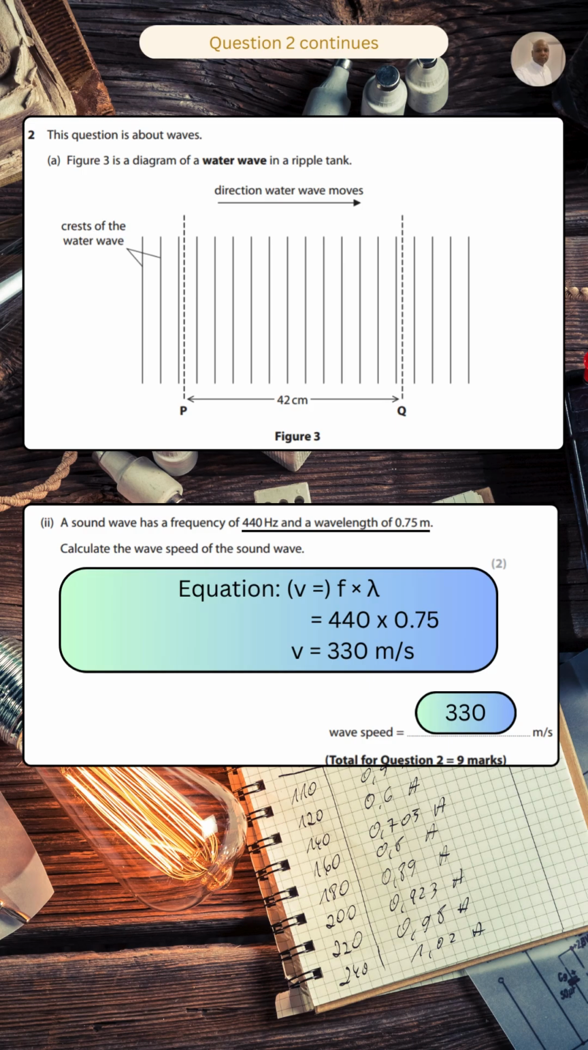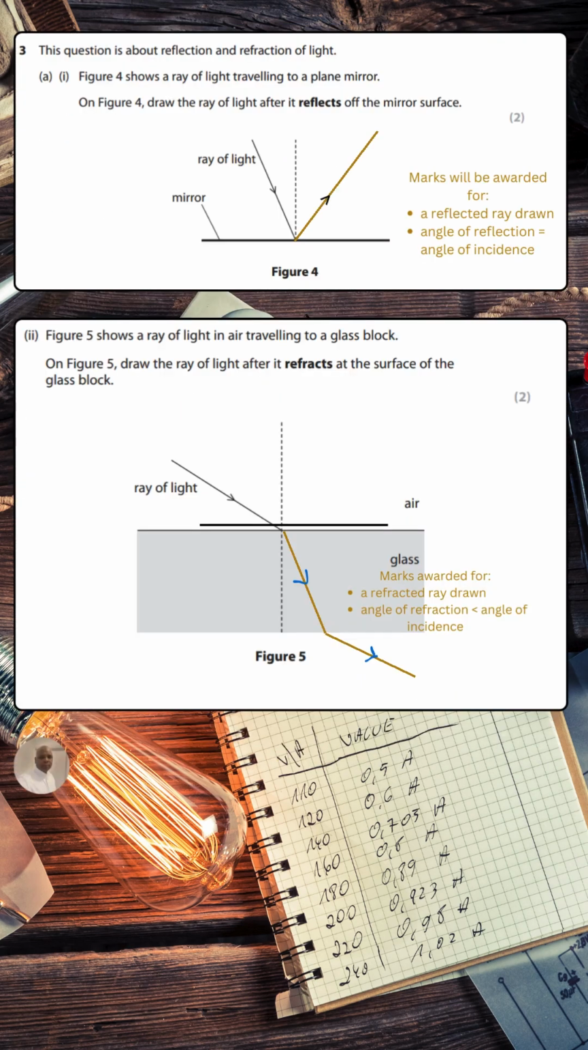So therefore, what's the equation that we're going to use? The equation is frequency times wavelength. And when you multiply those two values, you get an answer of 330 meters per second. And that is your answer. That is the speed, and that is your 2 marks for that question.